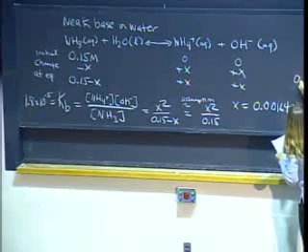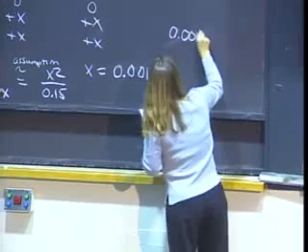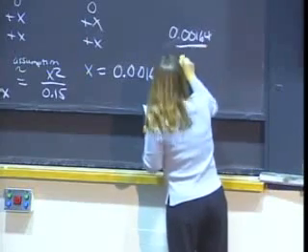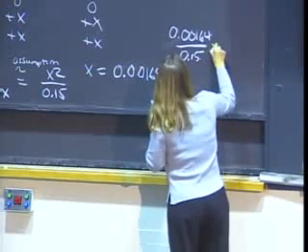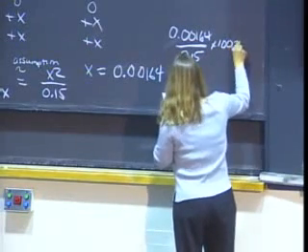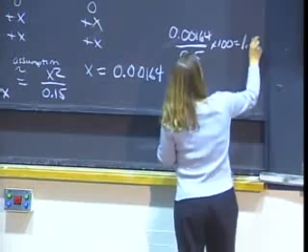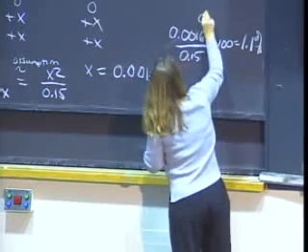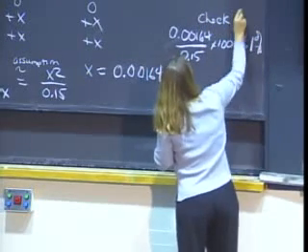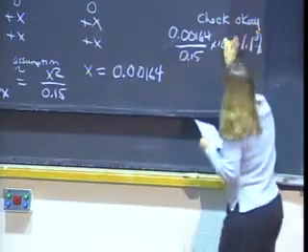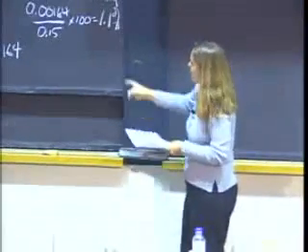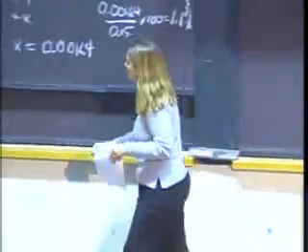So 0.00164 over 0.15 times 100 gives you 1.1%. So you're checking the assumption, and the assumption is okay. It's less than 5, so we can use that number.